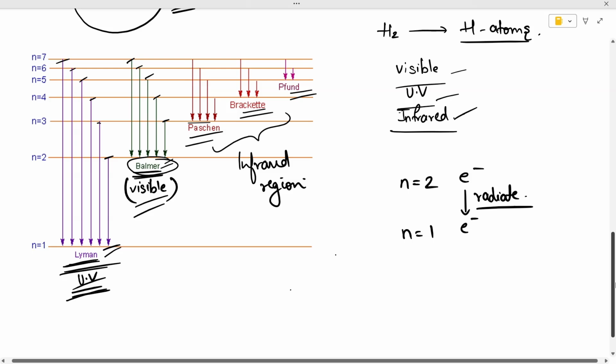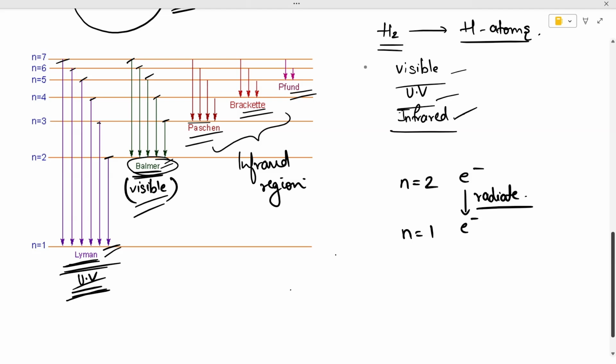Moving on to the next, we are going to study the hydrogen spectra. When we pass an electric discharge through hydrogen gas, we obtain hydrogen atoms. These hydrogen atoms will emit light of certain wavelengths. The wavelength could lie in the visible region, in the UV region, or in the infrared region. Now, why do they emit these radiations?